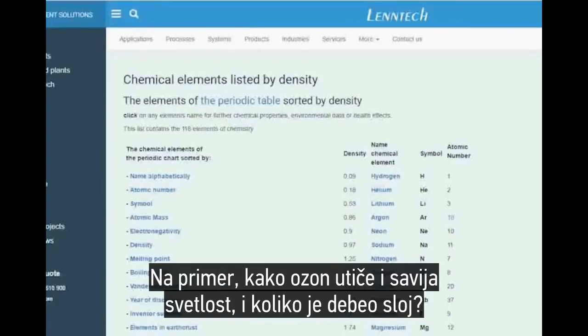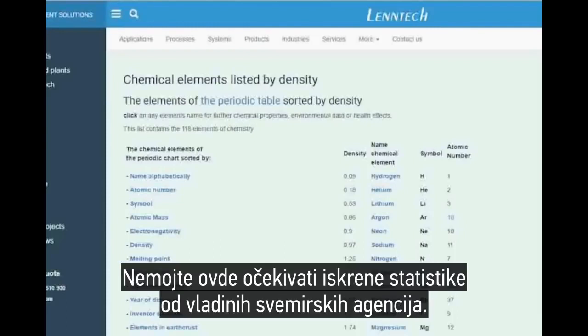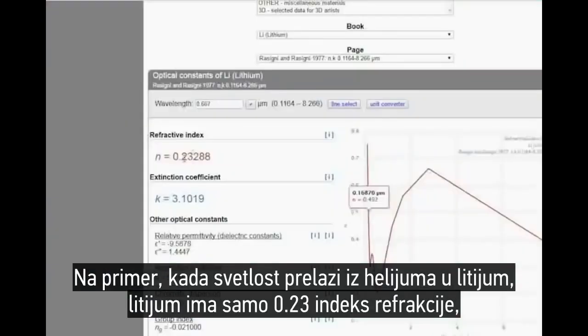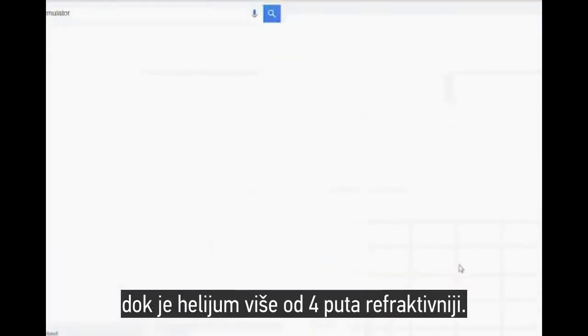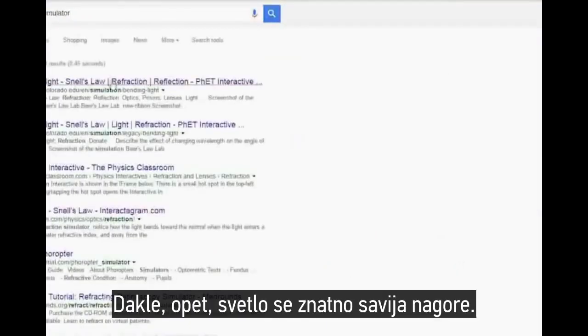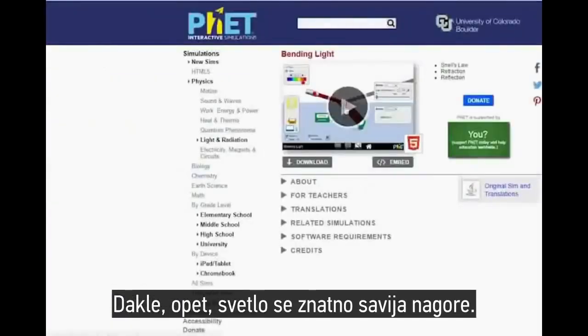For example, how does ozone affect and refract light, and how thick is the layer? Don't count on government space agencies for honest statistics here. For example, when light goes from helium to lithium, lithium is only 0.23 refractivity, and helium is more than 4 times more refractive. So again, light refracts upwards, and quite significantly.